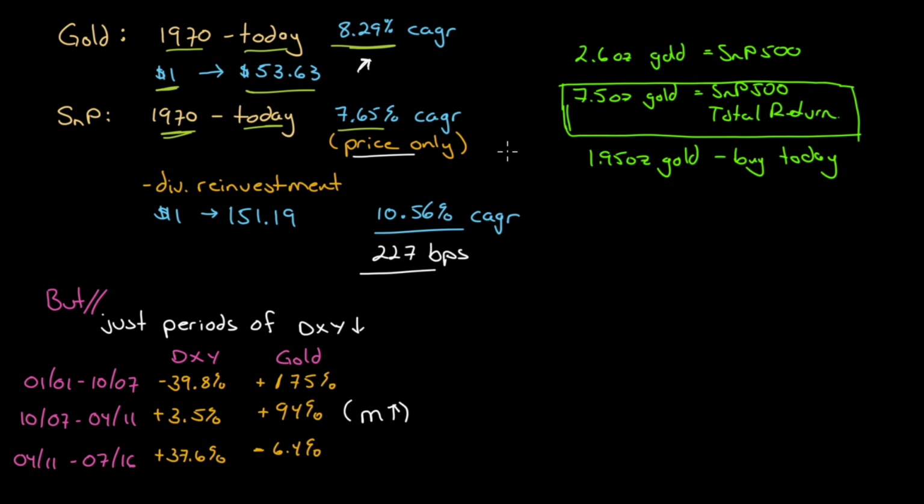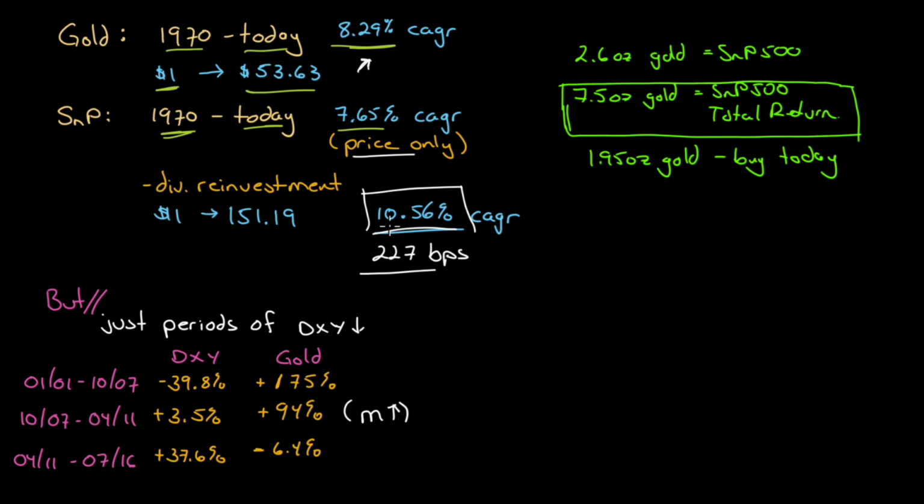The index has a dividend yield. So if you Google S&P 500 dividend yield historical or history, you'll get the dividend yield from 1970 all the way to today. So I figured out what $1 invested in the S&P in 1970 would be, based on the growth and based on the dividend yield. And I get, and you will get, 10.56% compounded annual growth rate on a total return.